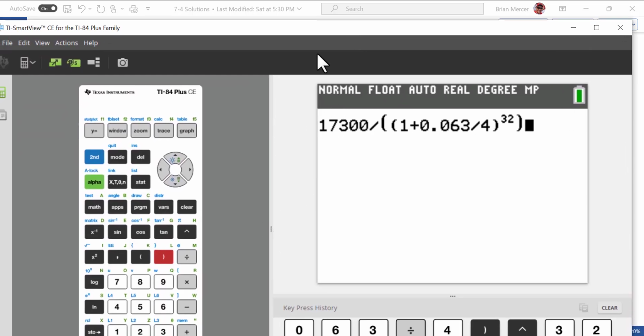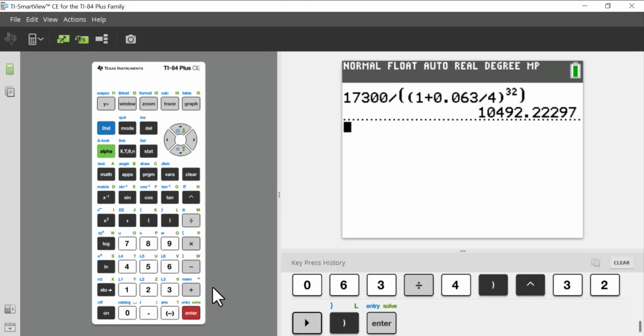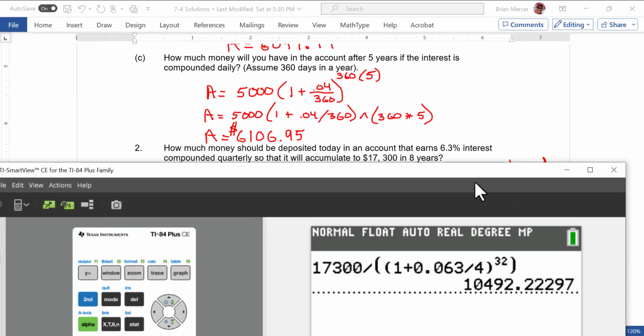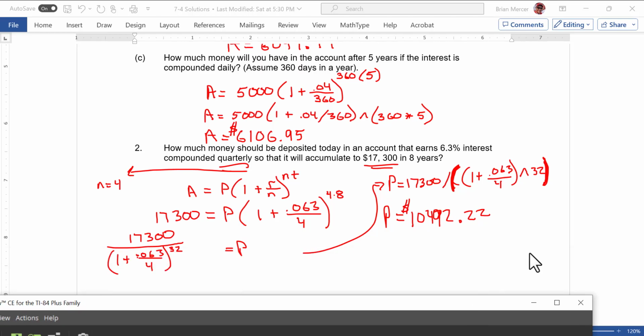And then when I hit enter there, I get $10,492.22. $10,492.22. So that's where that calculation came from.